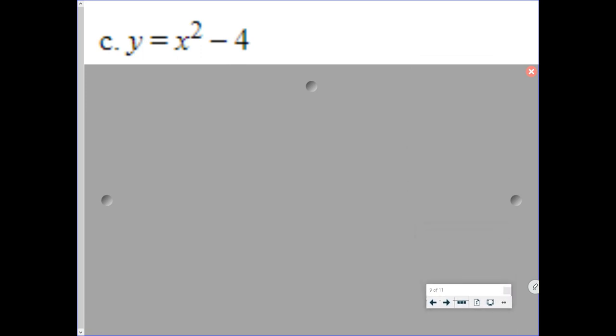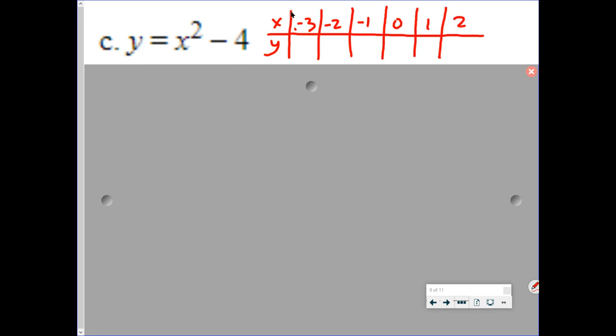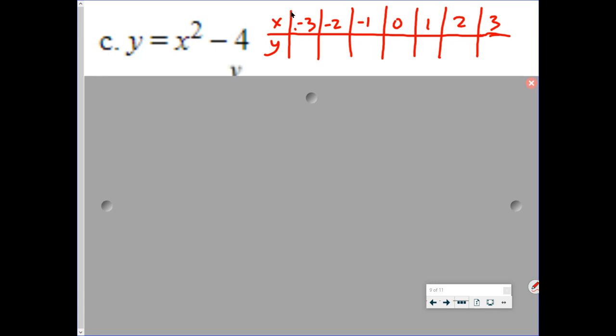Now again, I'm going to go ahead and do one of them with you here. So I'm going to make my table here, x and y, -3, -2, -1, 0, 1, 2, 3. You should be doing this with me. Now we're going to plug some values in and actually try to figure it out. What is -3 squared? Now, here's the thing. Be careful here. When I plug this in, this should be -3 in parentheses squared minus 4.